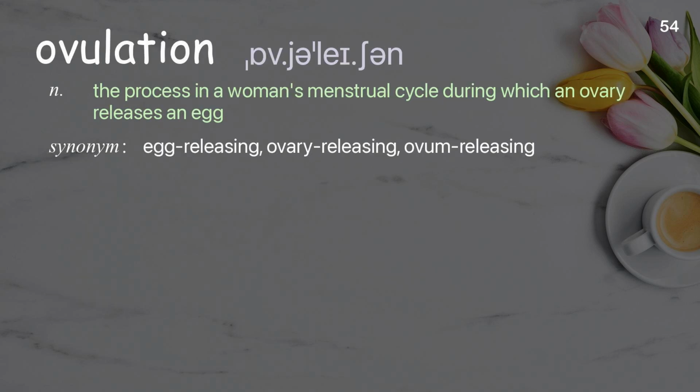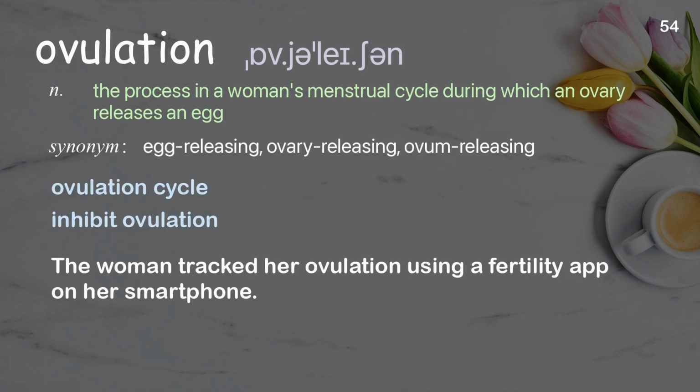Ovulation. The process in a woman's menstrual cycle during which an ovary releases an egg. Examples: ovulation cycle, inhibit ovulation. The woman tracked her ovulation using a fertility app on her smartphone.